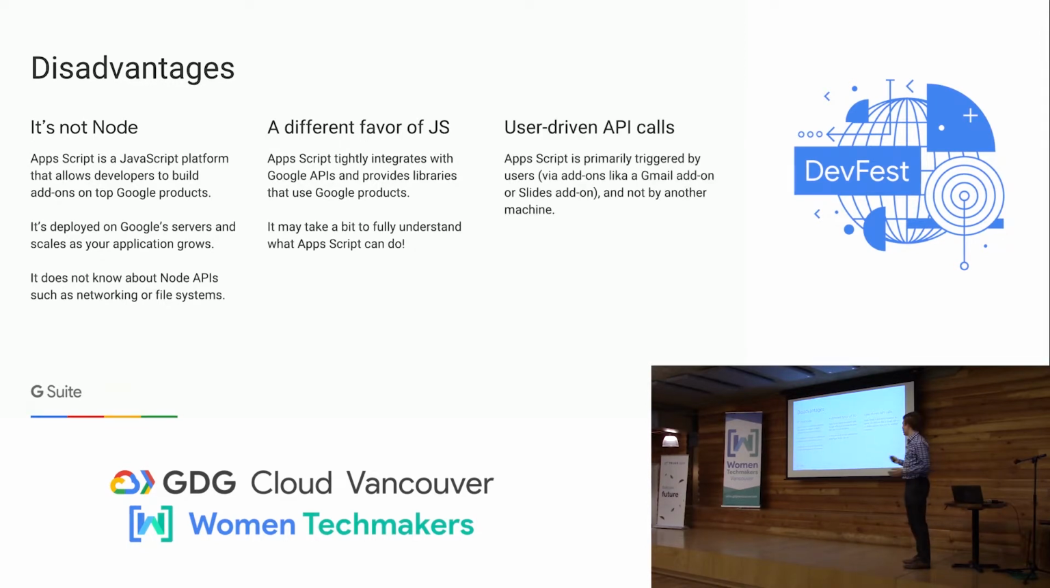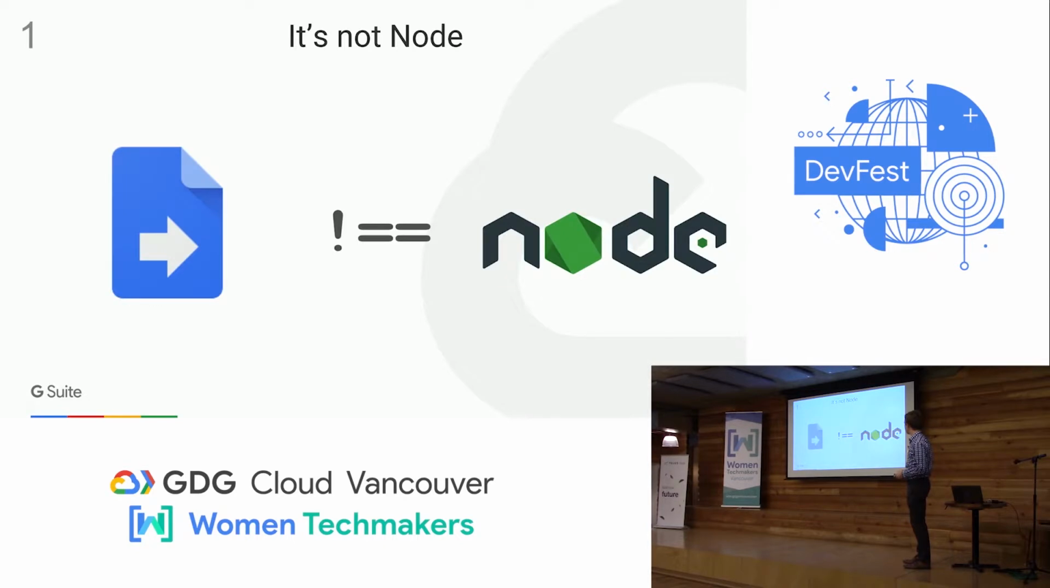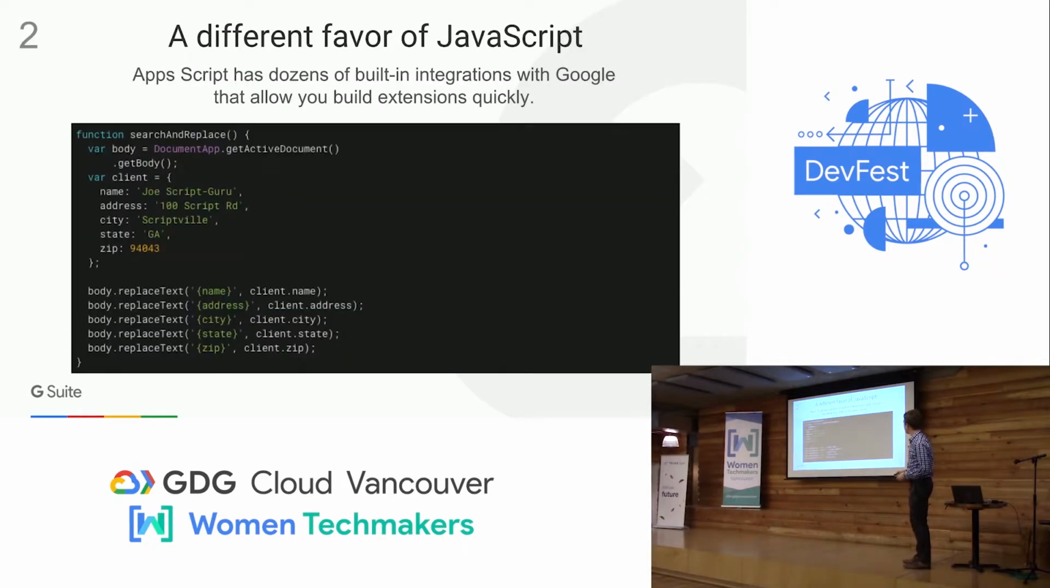And then lastly, user-driven API calls. So usually when you're running AppScript, you're not running a cron job or a server. It's some G Suite user that is editing a spreadsheet or maybe opening an email, and then you can do an action on their behalf while you're in that context. So I think I've been through that.